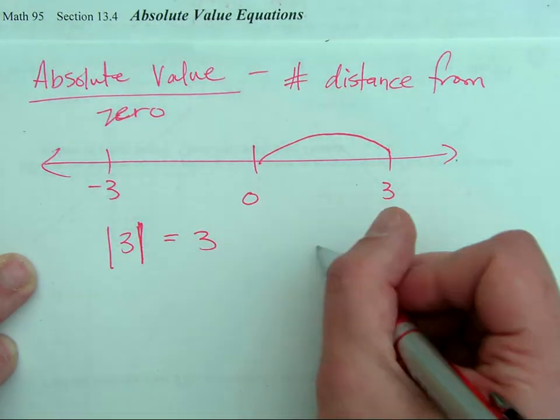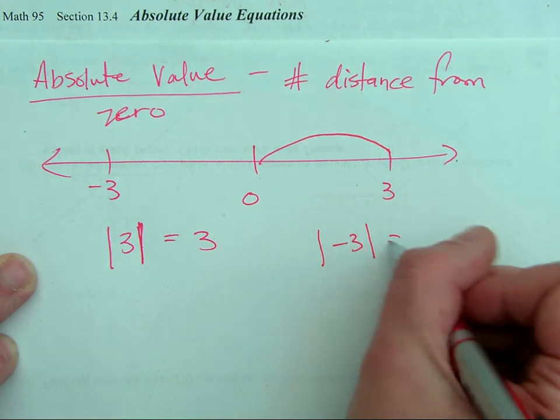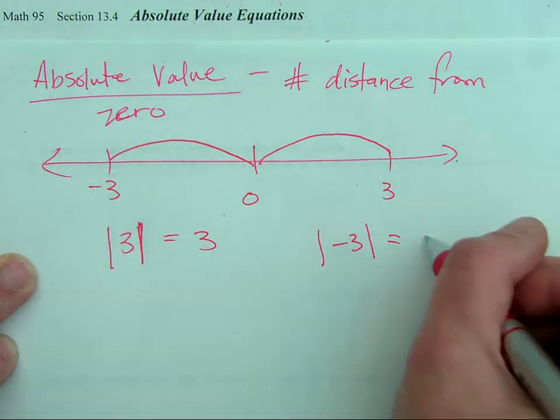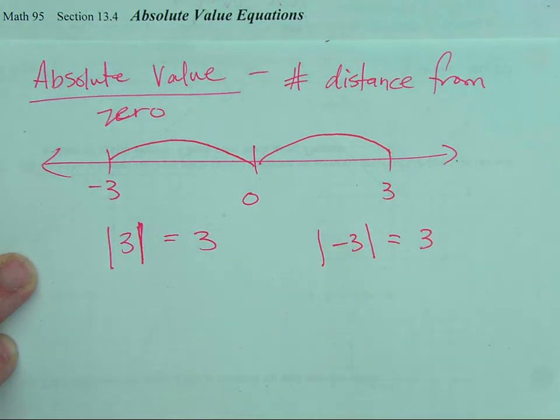And then if I say the absolute value of -3, how far away from 0 is that? Also 3. So the absolute value is always positive because the distance can't be negative.